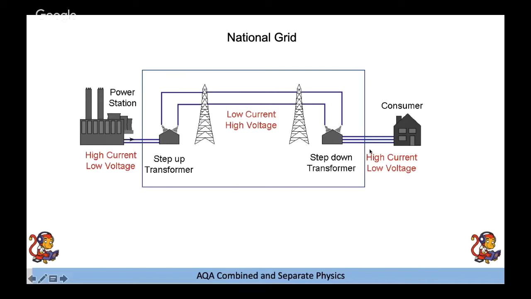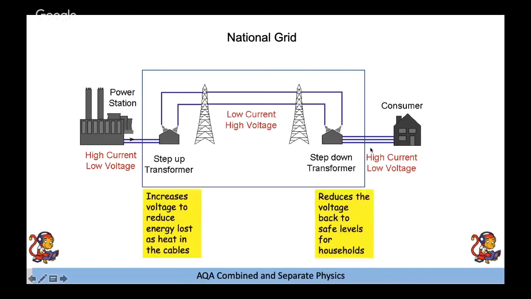Now, what do we need to know about step-up and step-down transformers? A step-up transformer increases the voltage to reduce the energy loss in the cables. A nice way of remembering that: step up, U is next to V in the alphabet, so step up increases voltage. Both of these refer to voltage. So step up increases the voltage, reducing the energy lost as heat in the cables. And here we have the step-down transformer. Why? It makes it safe to go back into the house so that we don't die should we accidentally get an electric shock.